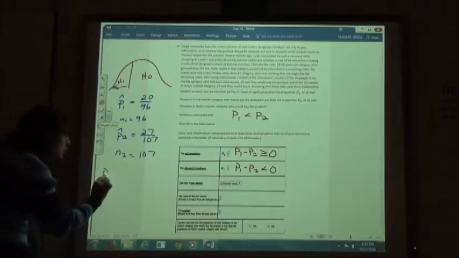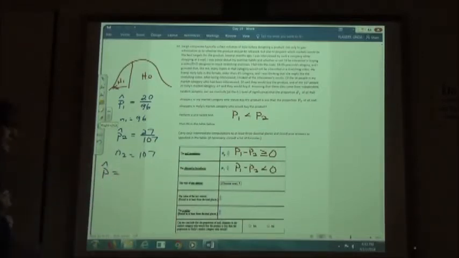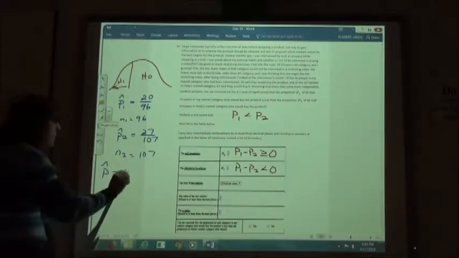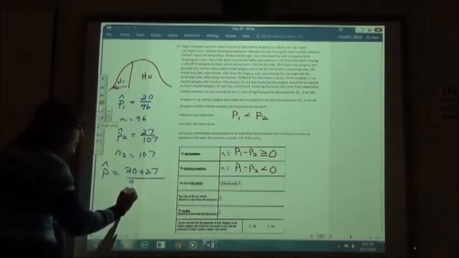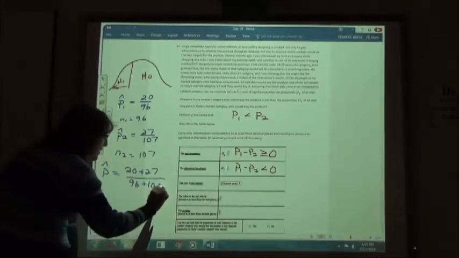So now if I'm just doing my plain P hat, my plain P hat that doesn't have a subscript is going to be my numerators added together over my denominators added together. So I'm going to have 20 plus 27 over 96 plus 107.